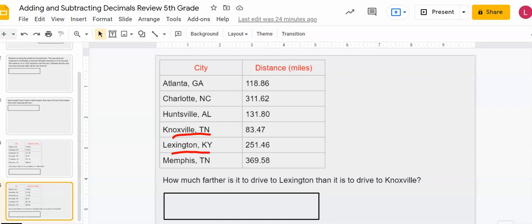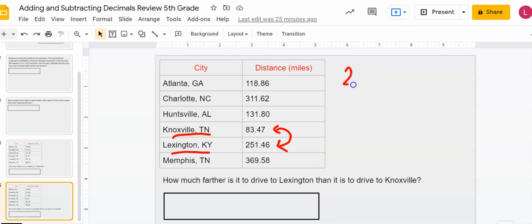So I'm thinking that this is trying to find the difference between these two. So to drive to Lexington, if I'm going to compare these two distances, which one is more? It's much further to drive to Lexington, Kentucky, isn't it? Okay, so I'm going to find the difference between these numbers.